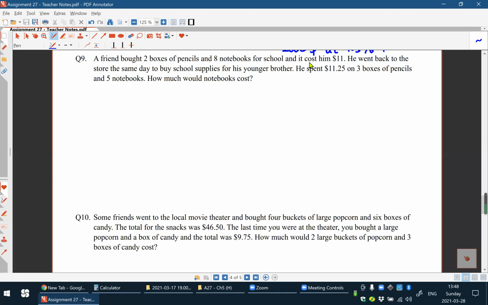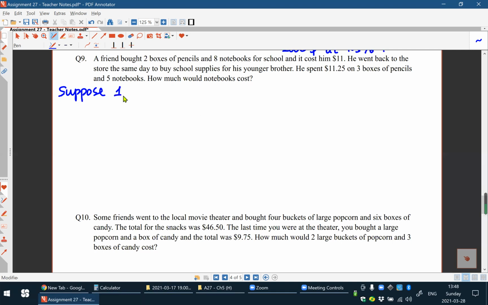Okay, so actually we have 2 unknown quantities here, right? First, we do not know the price per box of pencils. Second, we do not know the price per notebook. Okay, so first of all, suppose we use two letters to denote these two prices.